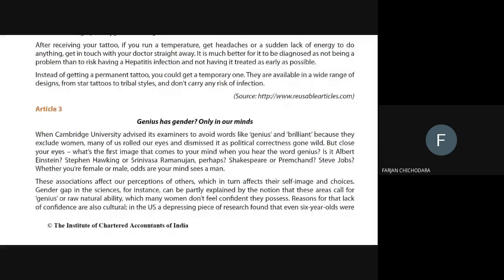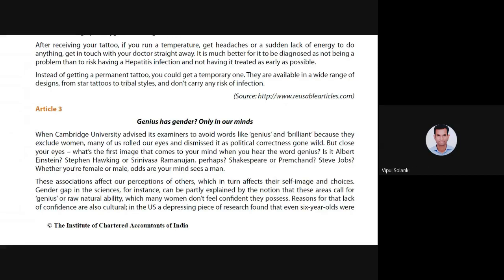This is an association effect of perception of others, which in turn affect their self-image and choice. Gender gap in science, for instance, can be partly explained by the notion that this area calls for genius or raw natural ability, which means women do not feel the confidence they possess. Okay. Yes, Farjan.